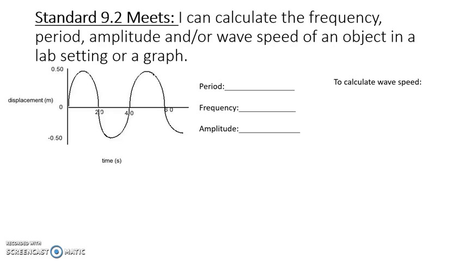Standard 9.2 meets asks if you can calculate the frequency, period, and amplitude and/or wave speed of an object in a lab setting or graph. So taking a look at this, we are clearly looking at a graph. You could obtain this graph from a lab setting.